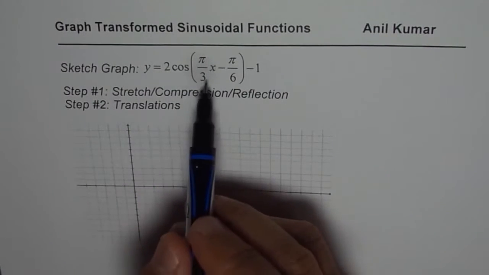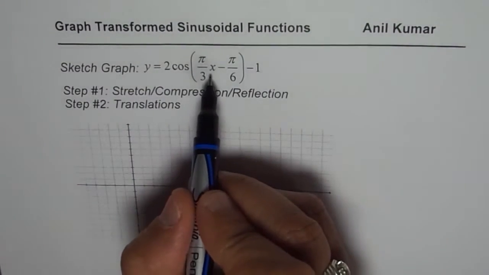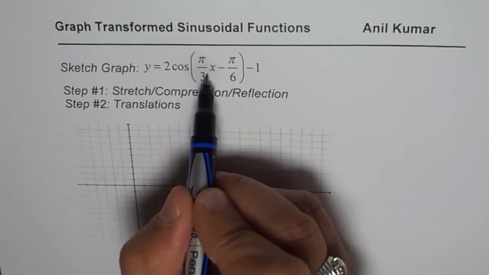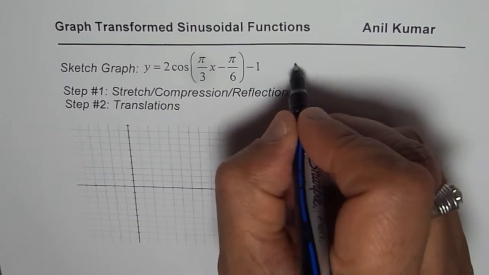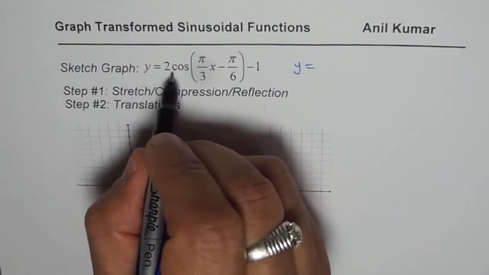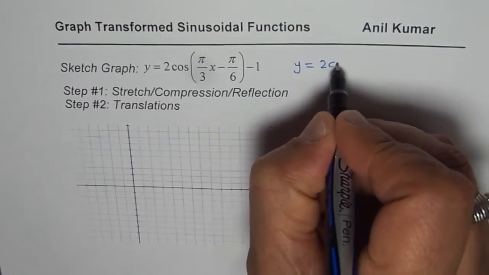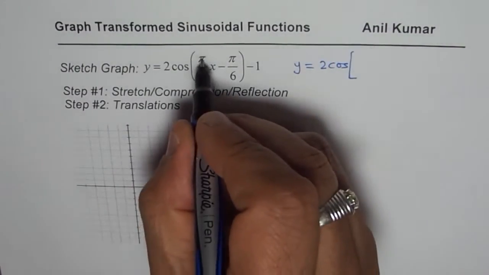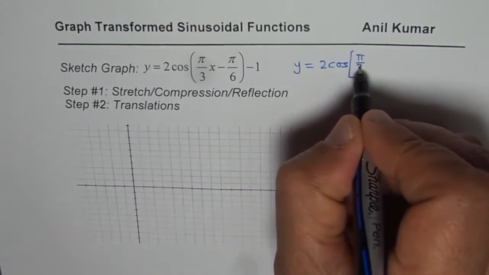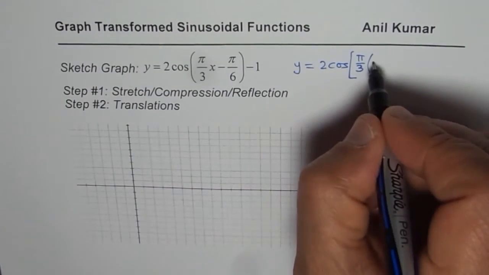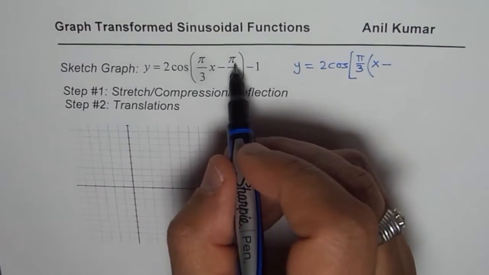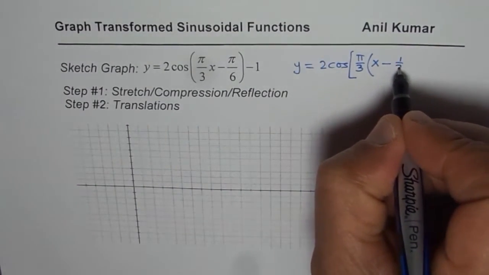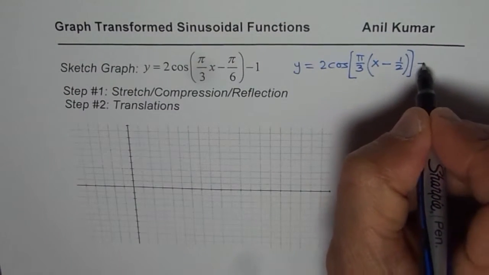Whenever we are given an equation, we should always have a factored form where the x coefficient should be 1. So let me rewrite this in the factored form. We can write this as y equals 2 cos. Now what I mean by factored form is factor π/3. So you're left with x minus, when you divide π/6 by π/3, you get half, right? So that is the factored form.